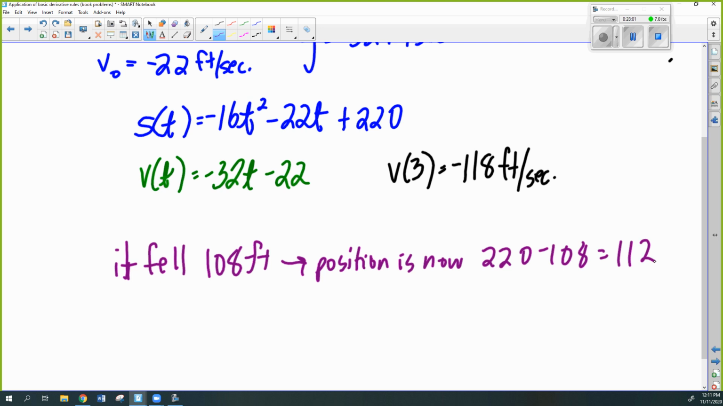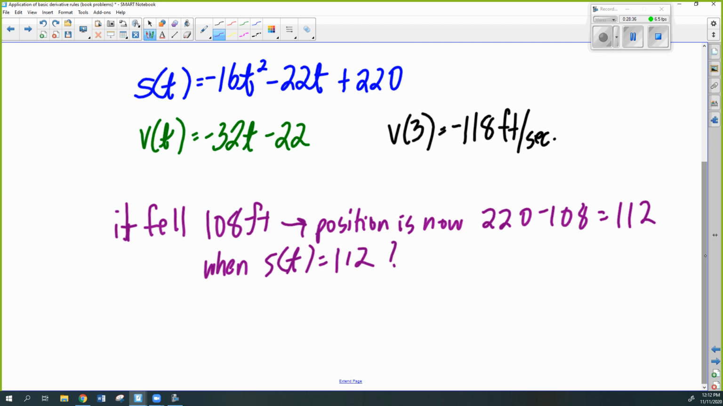So then the question is really saying, I've got to find a time when position equals 112. Are you finding the time? I thought this is what is its velocity after falling? Right, but it says after falling 108 feet. So I need to know when that happens. Yeah, so I've got to find the time of when that happens so that I can then plug it into velocity.